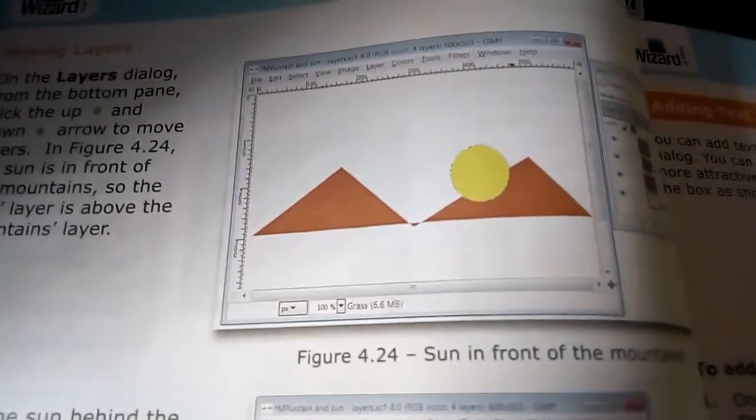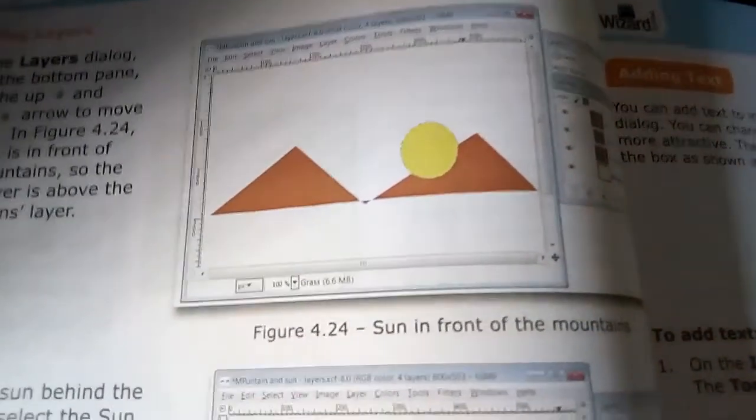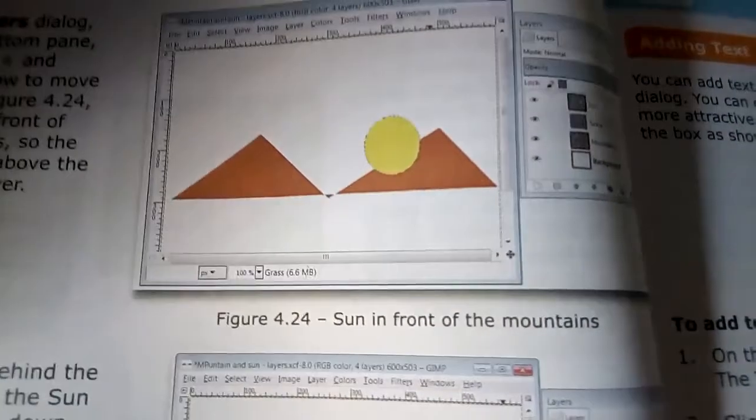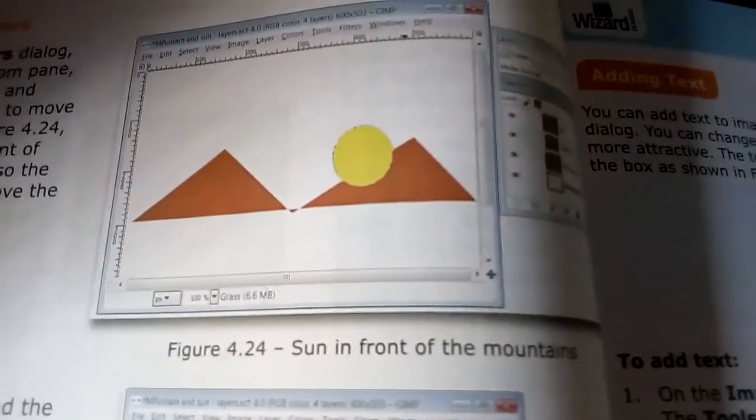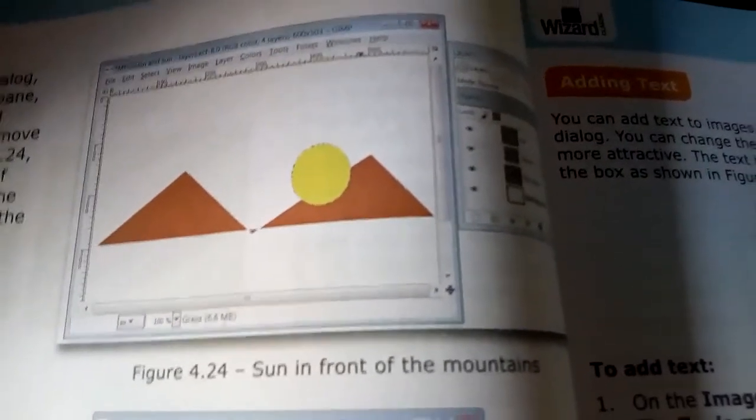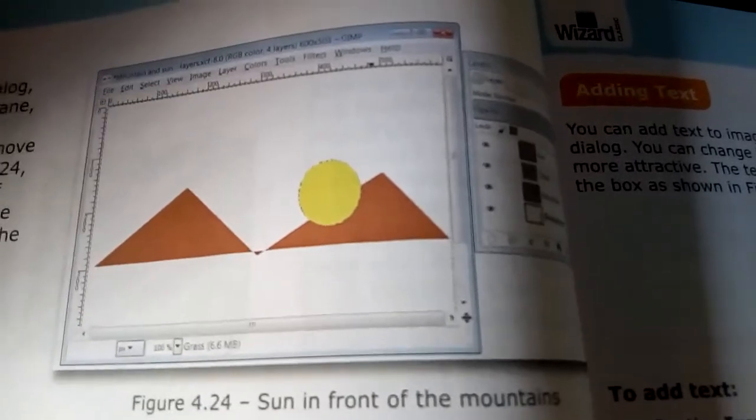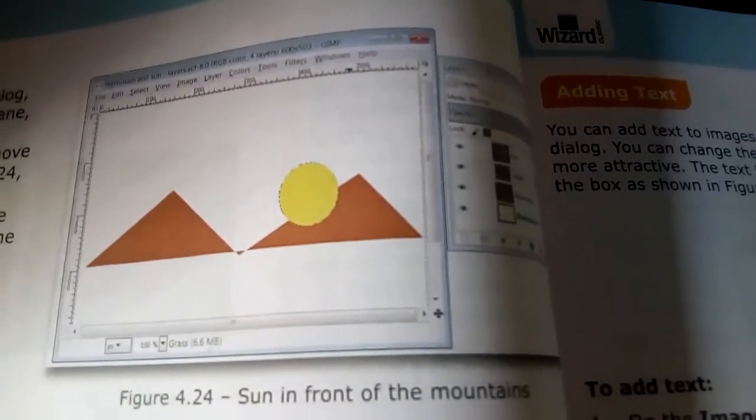For this multiple layers exercise, suppose in your book there is a mountain and sun. First you create two layers, mountain and sun. Here you can see mountain and sun. Then you have to move the sun layer below the mountain. Then the mountain will come in front and the sun will come behind the mountain. So try to do this.